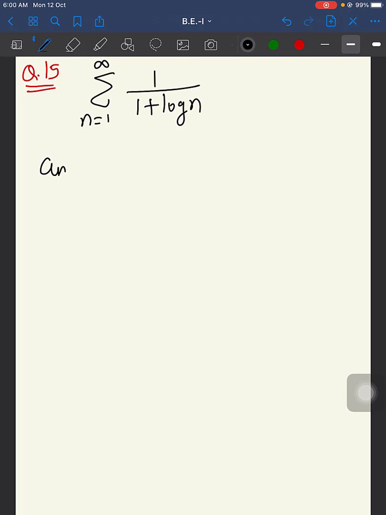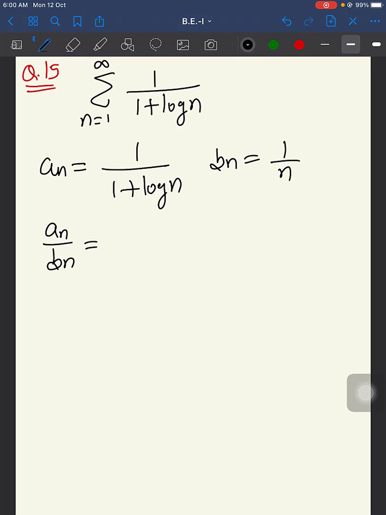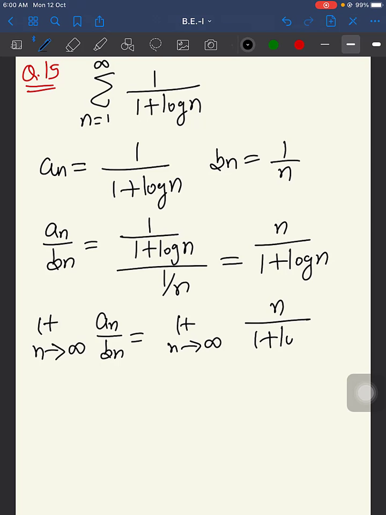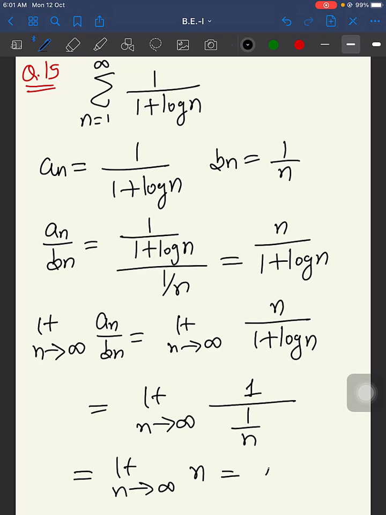How? Your An is 1 upon (1 plus log n), and take your Bn to be 1 by n, right? Now consider An by Bn. This becomes 1 upon (1 plus log n) upon 1 by n, which is n by (1 plus log n). Now you take the limit on both sides. Limit n tends to infinity of n upon (1 plus log n). Since this is infinity by infinity, take differentiation: differentiate the numerator and the denominator, right? So it becomes limit n tends to infinity of n, which is infinite.